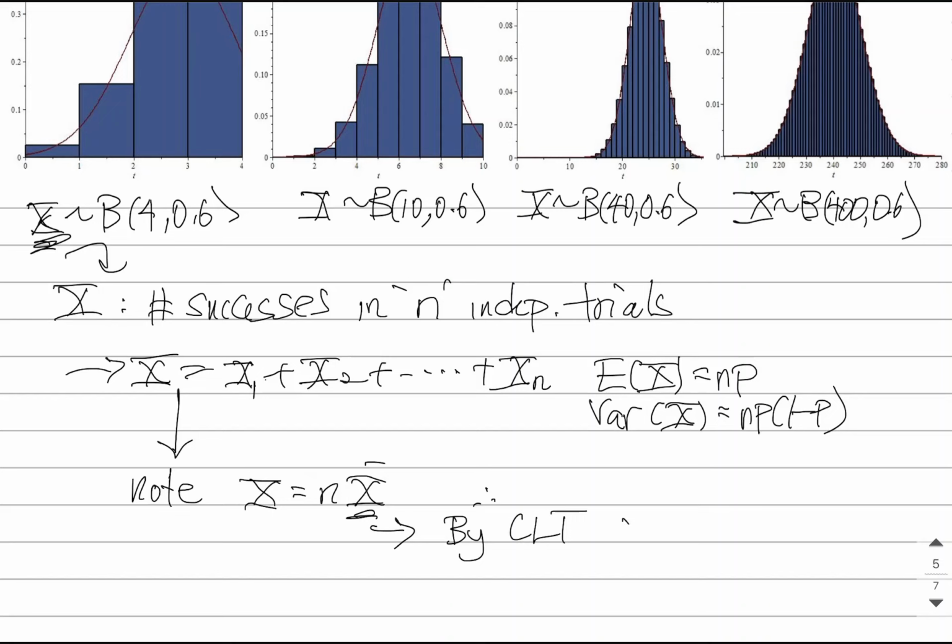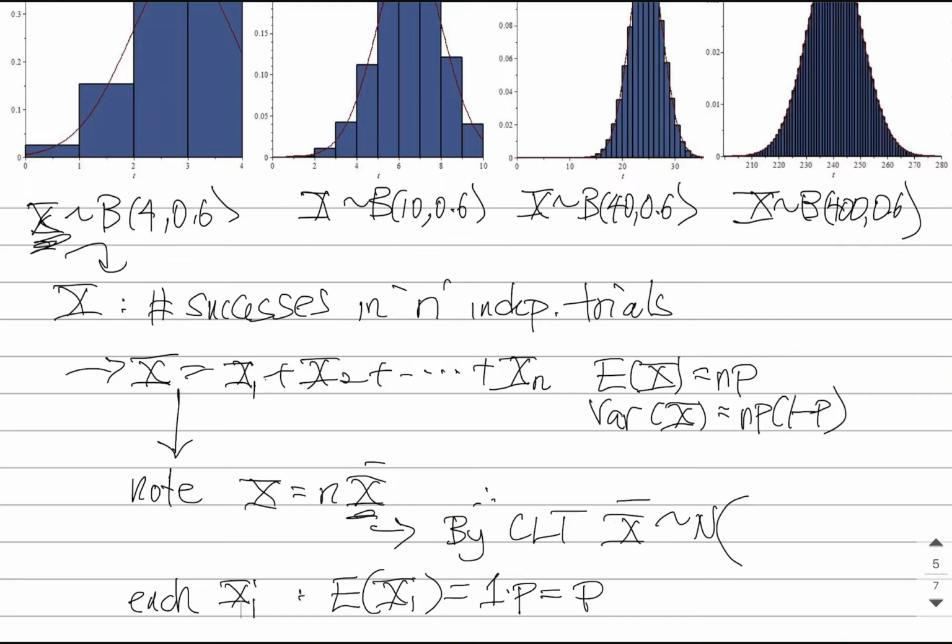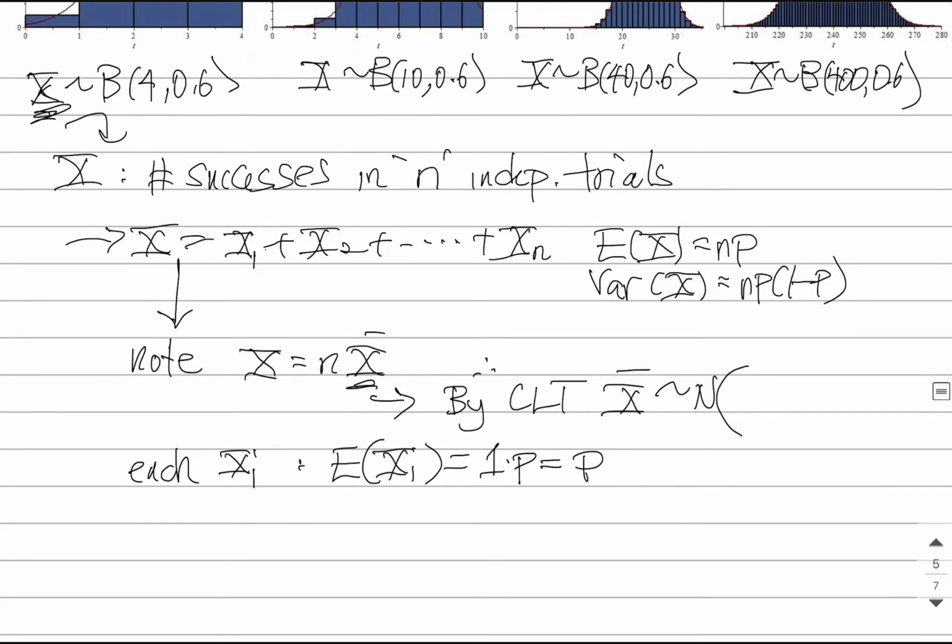So by the central limit theorem, x bar is normally distributed, and in each individual case, each xi has the following. For a single trial, we know that the mean outcome is 1 trial times p, so p is the expected value for a single trial, whereas the variance of a single trial is 1 times p times 1 minus p, which is p(1 minus p).